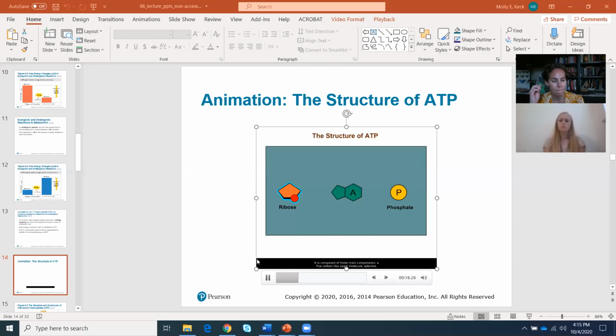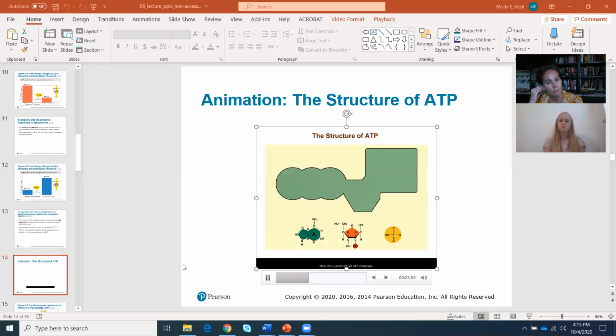molecule, adenine, a nitrogenous base, and a string of phosphate groups. Now let's construct an ATP molecule. Notice how the sugar ribose attaches to a nitrogenous base adenine, which is also bonded to a chain of 3 phosphate groups, the triphosphate group.